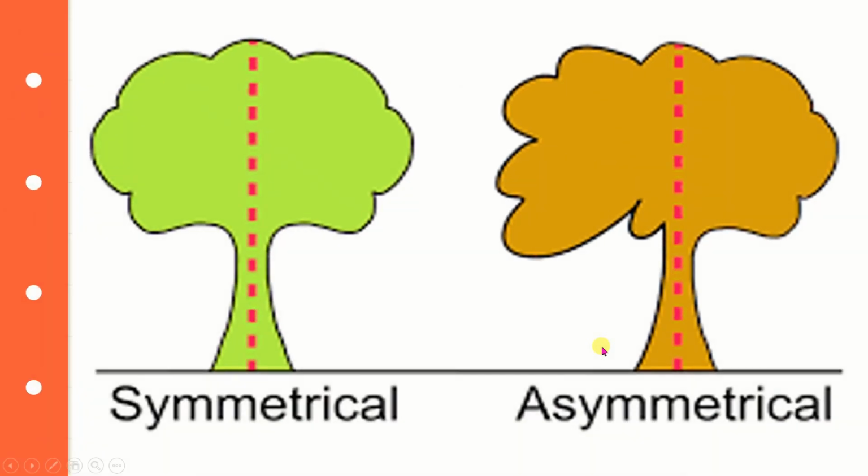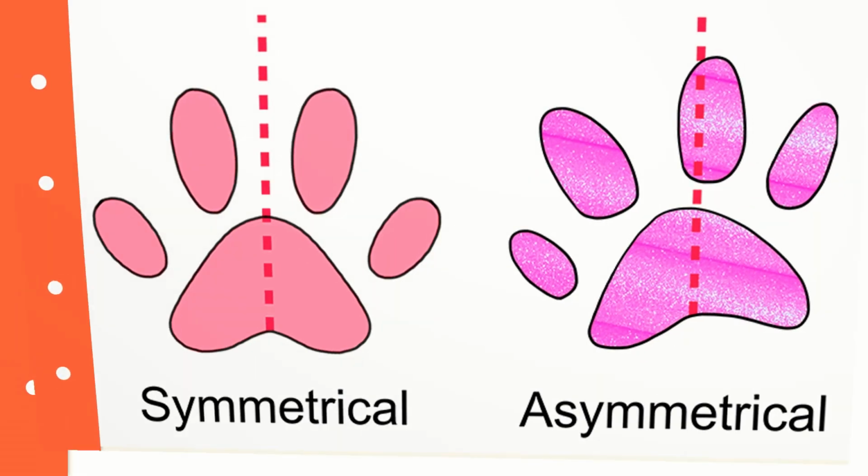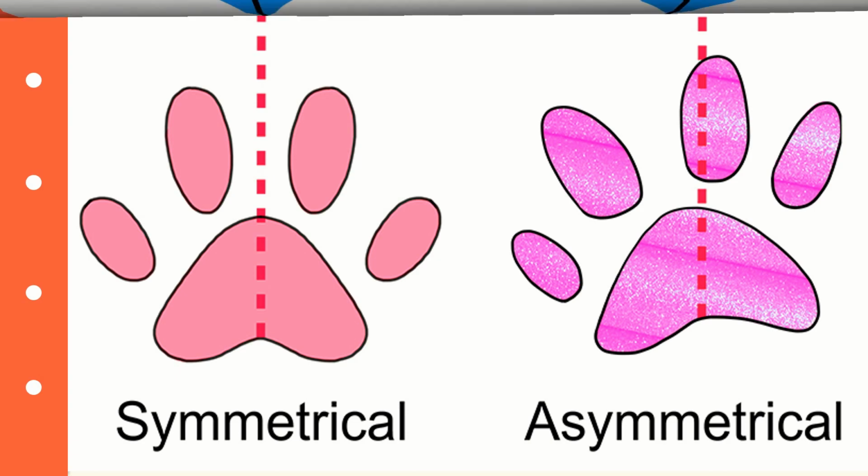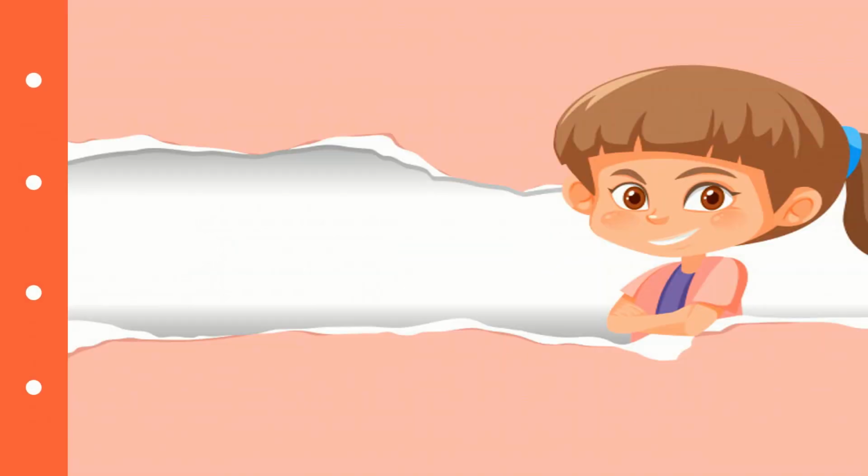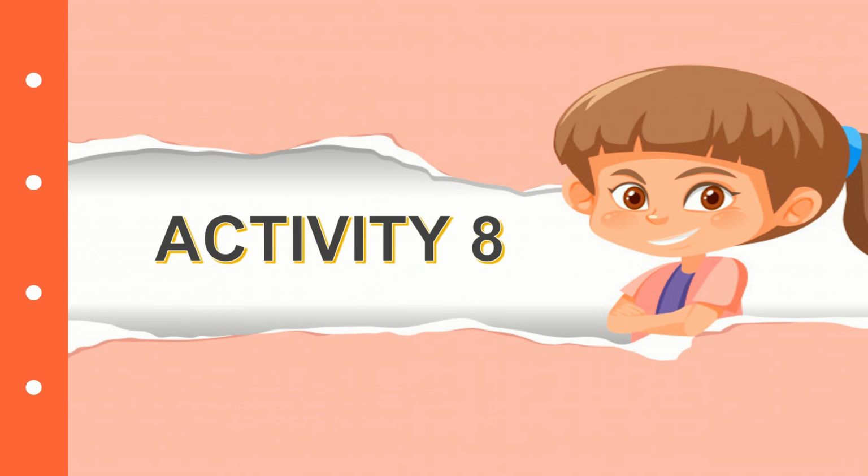One more example. Here, the tree is symmetrical and the next one is asymmetrical. Children, I hope you have understood about symmetrical and asymmetrical figures. Let's do activity 8.